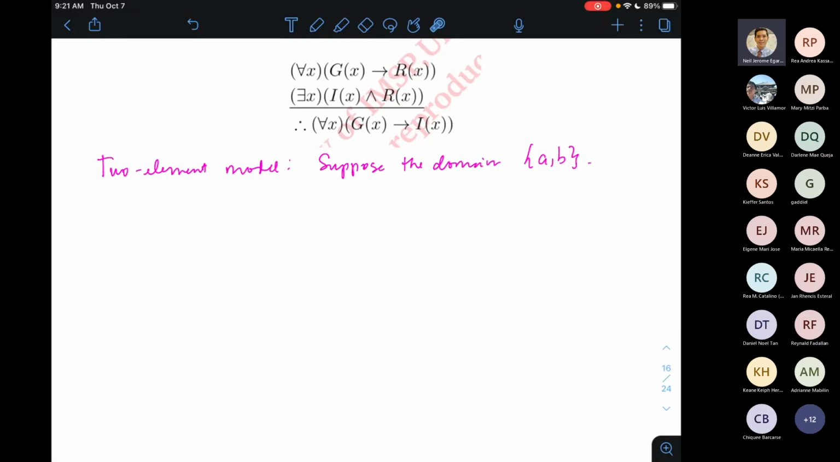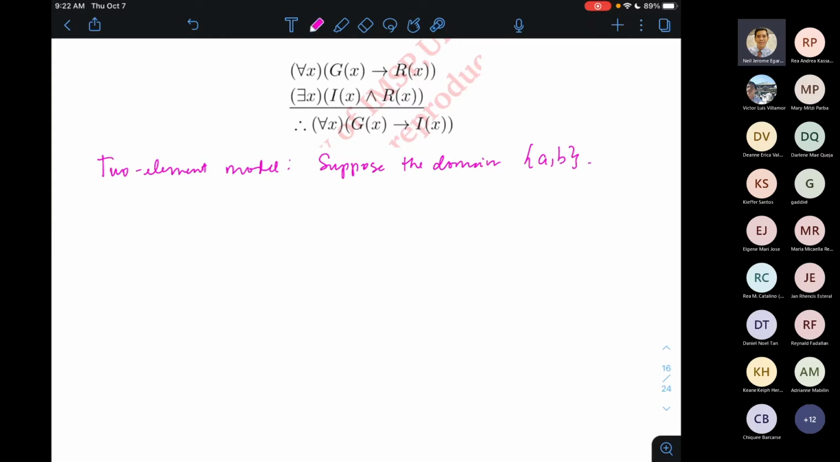Look at statement number one. Premise number one, sabi niya, for all x, G of x implies R of x. Dalawa yung laman ng universe natin. So, ibig sabihin, yung G of x implying R of x should hold for both a and b. Kasi totoo siya for all x. Meron tayong dalawang posibleng values ni x, a and b. So, dapat parehas maging true yung premise number one kay a and b.